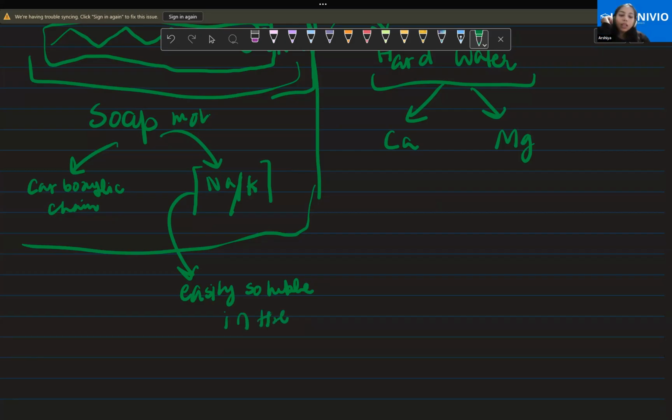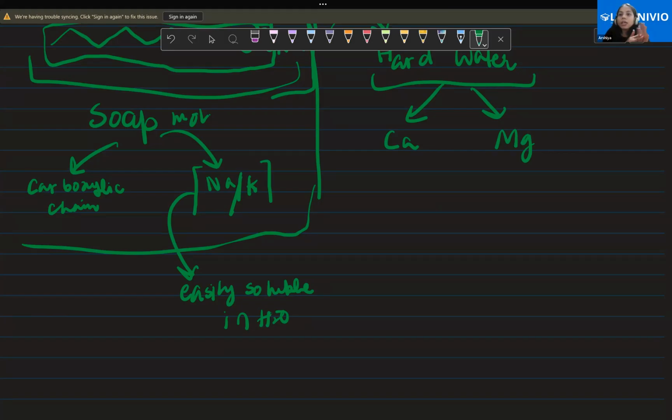Now, let us say that your hands are dirty and you want to wash them. So you will use a soap, right? If you're using a soap bar, you'll rub it around your hand, and then you'll see some bubbles forming, and you'll be easily able to remove the dirt. So the whole process shows that it is easily soluble in water.